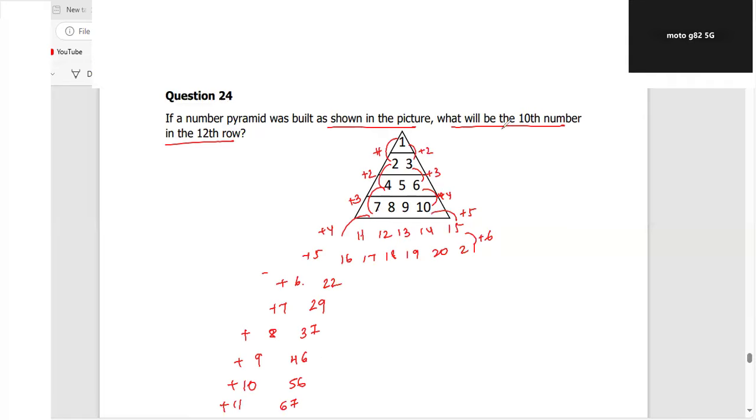Okay, so what will be the 10th number in the 12th row? So this is my 12th row because this is my first row. So this is 67, 68, 69, 70, 71, 72, 73, 74. So you go with 1, 2, 3, 4, 5, 6, 7, 8, 9, and 10. So the 10th number will be a 76. So the answer here will be 76.